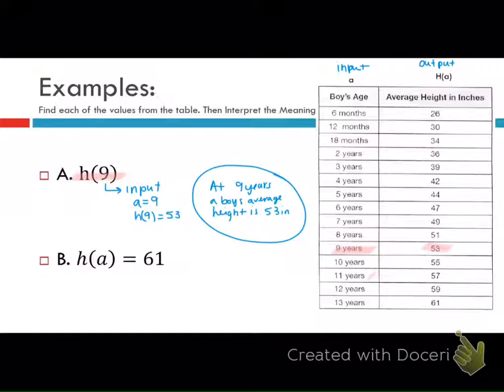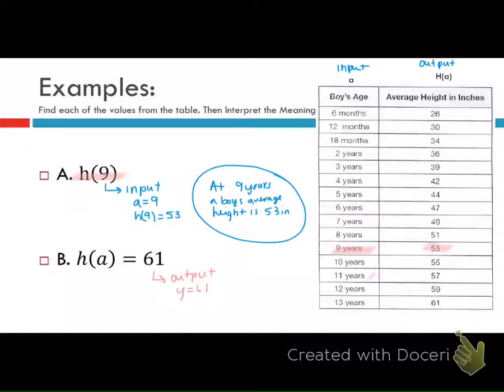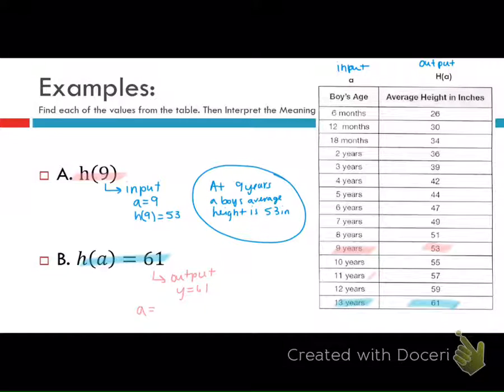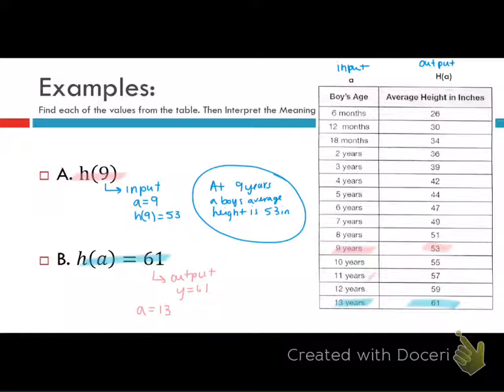Mike, is 61 an input or an output? So that is y equals 61 essentially, or H of A equals 61. Where is 61, Mike? At what age? 13. So Connor, what does that mean? That the average height of a 13-year-old boy is 61 inches. You can go.